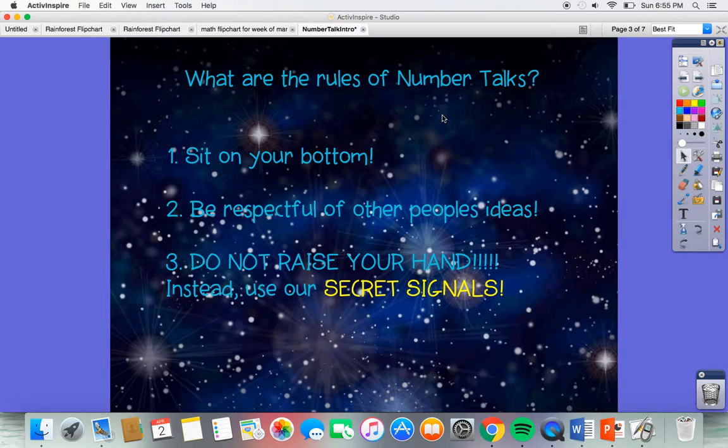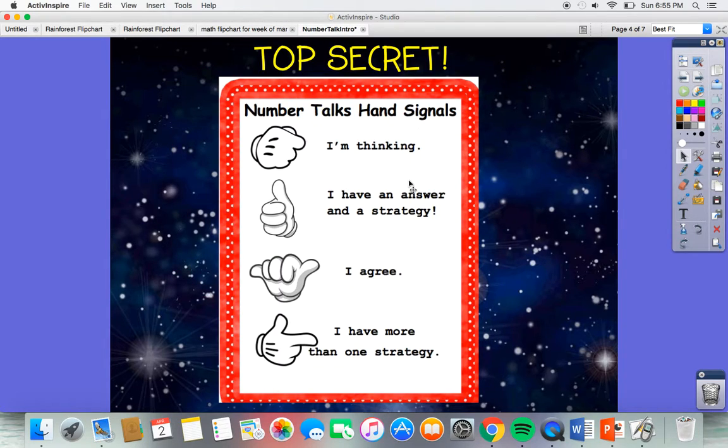We have sitting on your bottom, being respectful of other people's ideas, and we don't raise our hand because instead we use secret signals. So our secret signals are we use a fist for I'm thinking, we have a thumbs up for an answer and a strategy, we have kind of a hang loose for I agree, and we point for I have more than one strategy. My students like to say, oh yeah, when they do that, I have more than one strategy, because we're pretty proud of that.